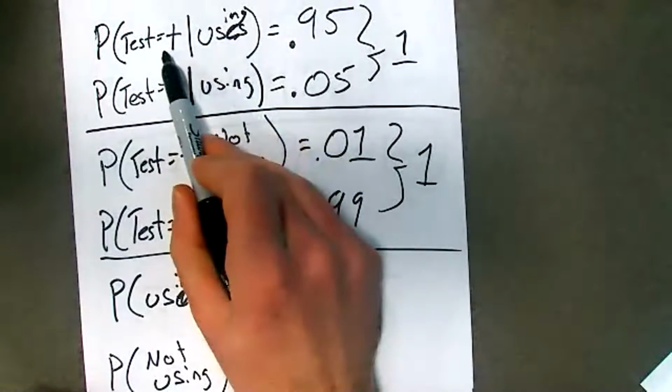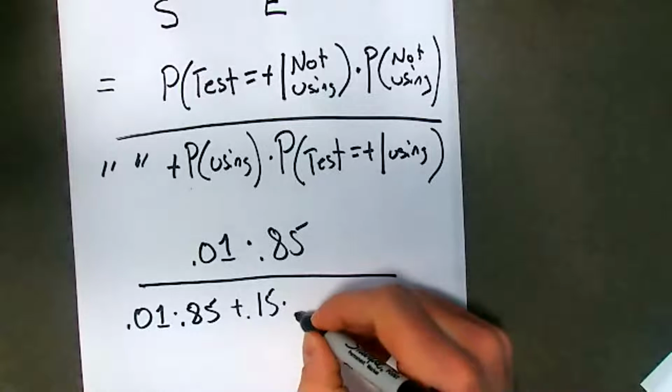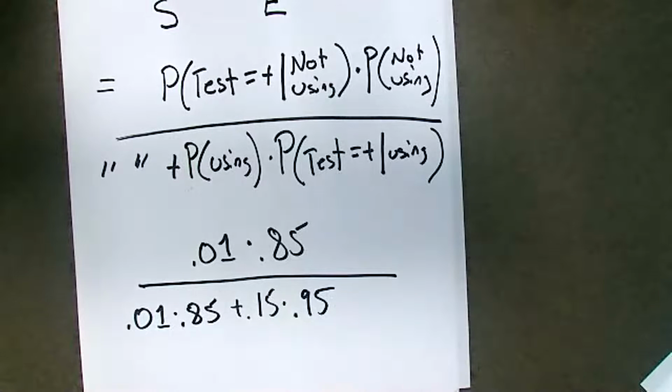Given that they're using, the probability the test comes back positive is 0.95. And now it should be kind of, right, that's a little bit easy. Now I just enter that into my calculator. Okay.